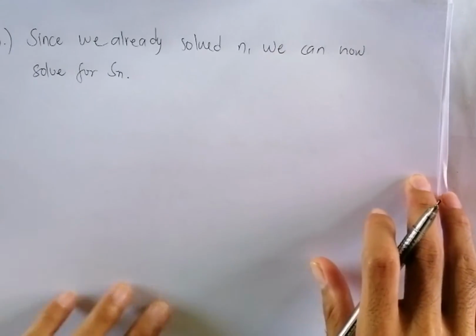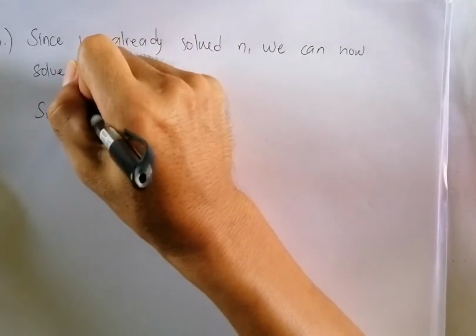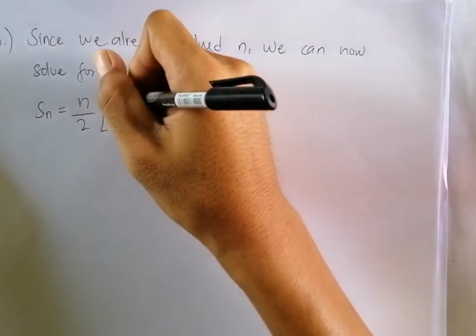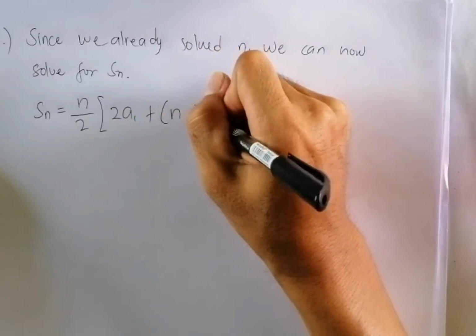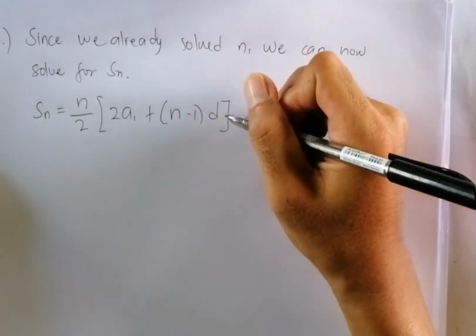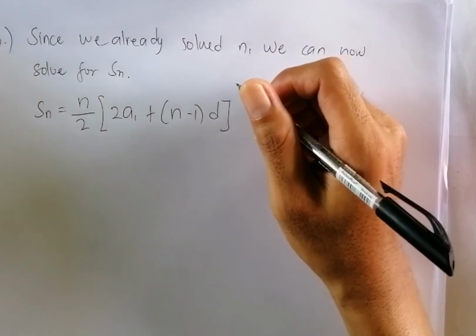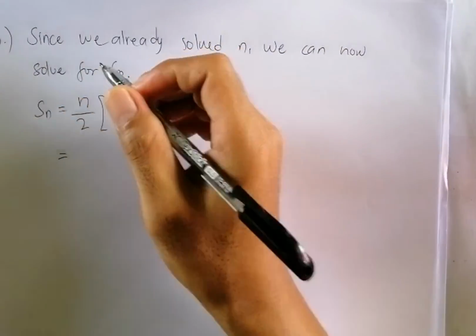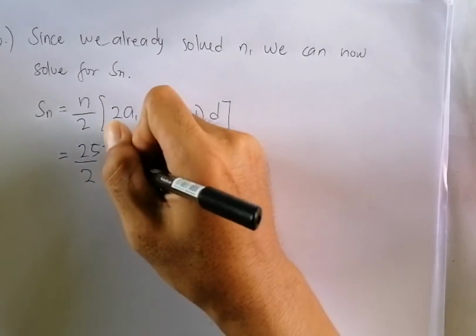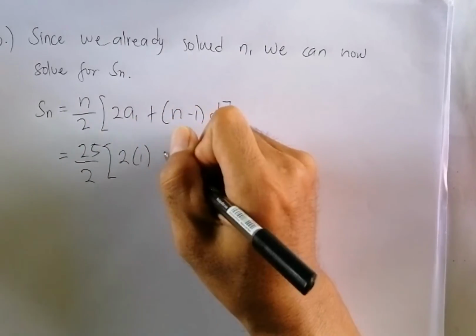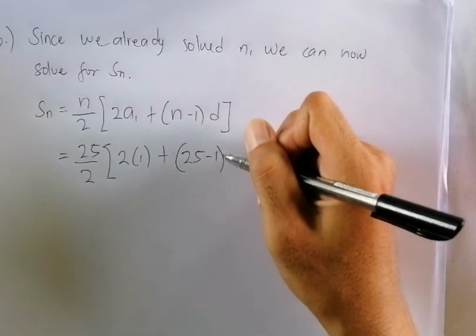Since we already solved n, we can now solve for S sub n. So S sub n is equal to n over 2 times open bracket 2 times the first term plus the quantity of n minus 1 times common difference close bracket. So substitute the value for n, which is 25. Then the first term, which is 1. So n is 25 minus 1. Then common difference is 2.